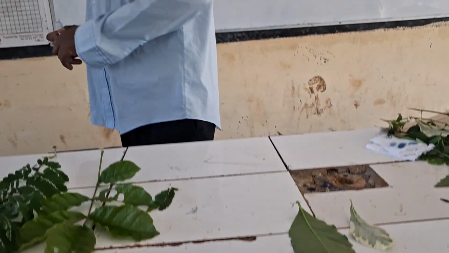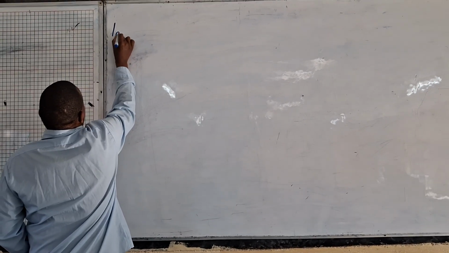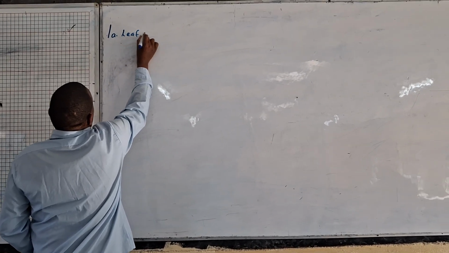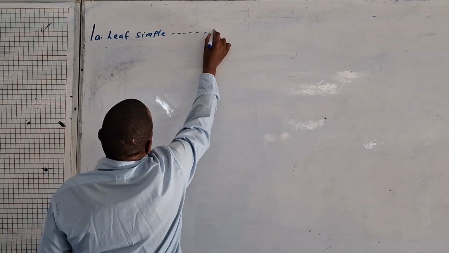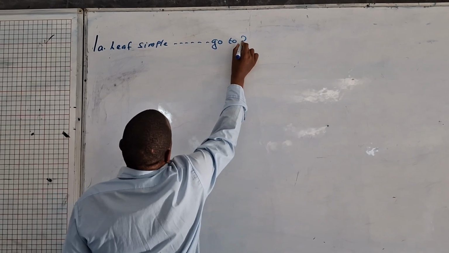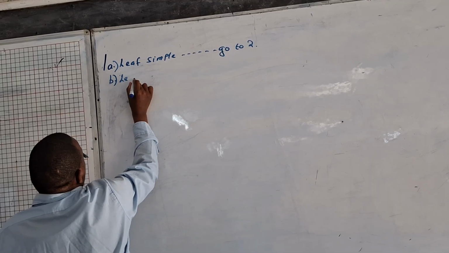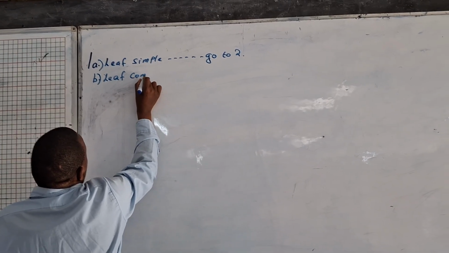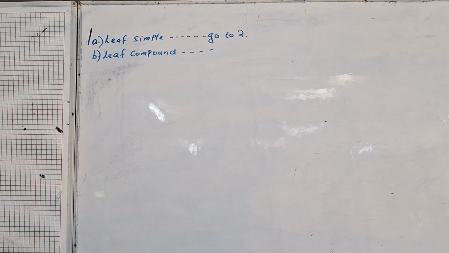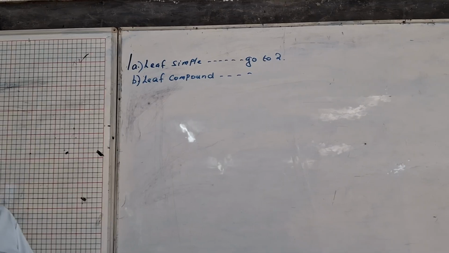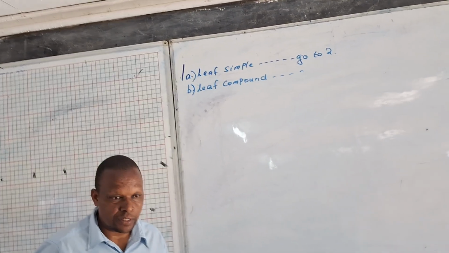So we start with the type of leaf. So you have to start with 1A, leaf simple. Okay, we put a dot like that. You say go to 2. And then 1B, you say what? Leaf compound. Now for compound leaves, you leave it hanging. You deal first of all with the simple leaves until you are done with them.